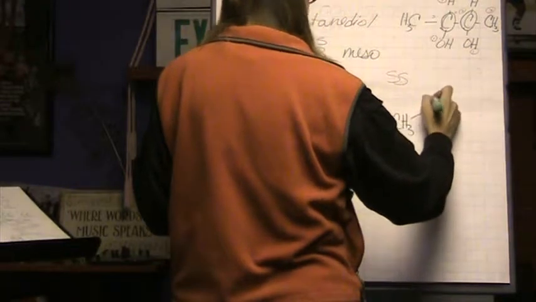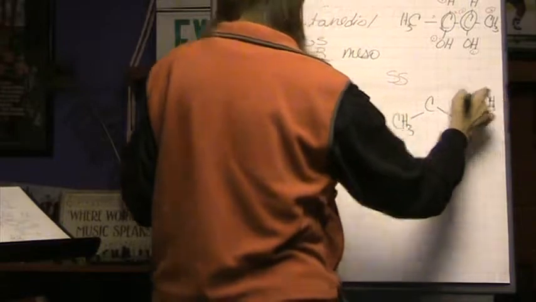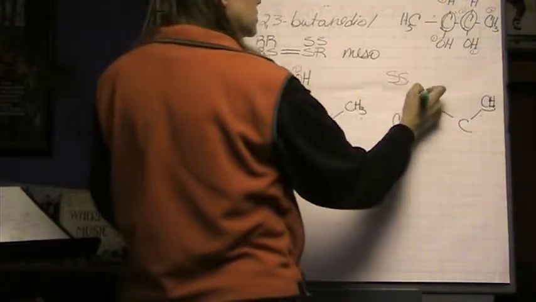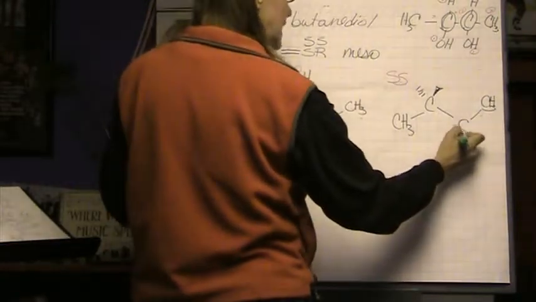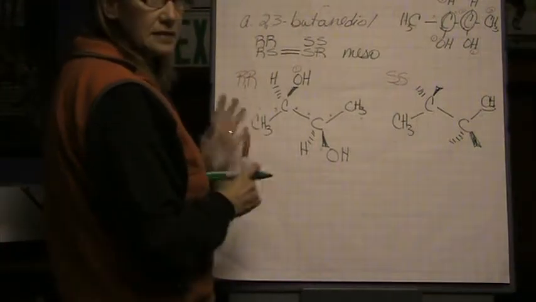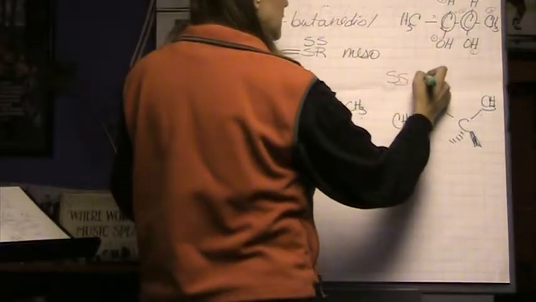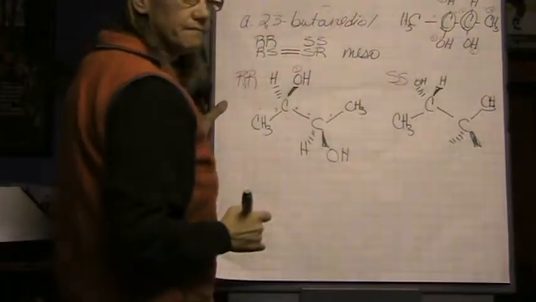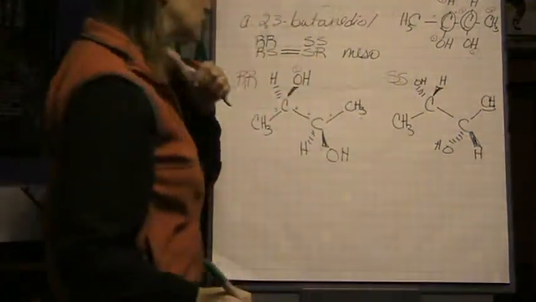CH3. Okay, so all I'm going to do, I'm going to put the dash here still, just like it was before, the wedge here. Don't change anything else. If you reverse more than two things, you're toast. So everything looks exactly the same up till here, but now I'm going to put the OH on the dash and the H on the wedge. I'm going to put the OH on the dash and the H on the wedge.